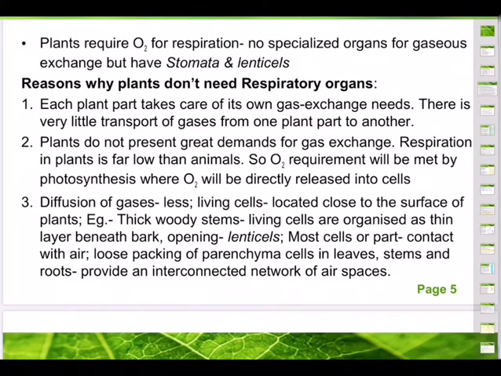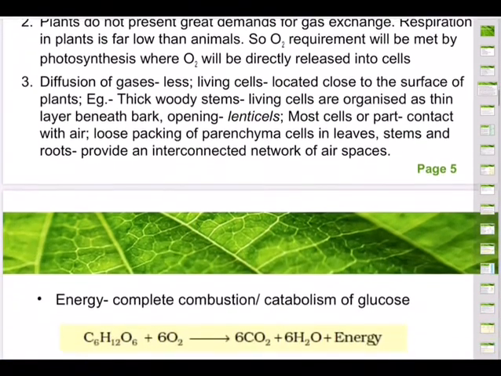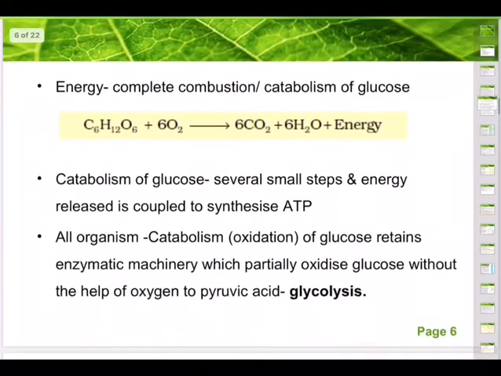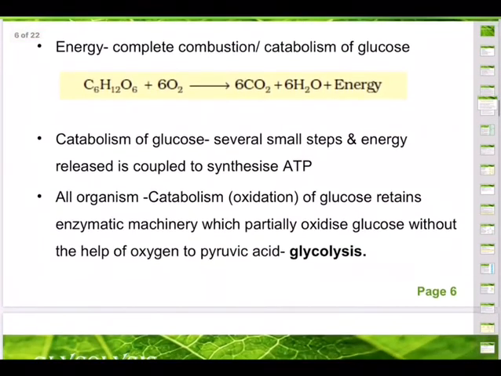Plants do not present great demands for gas exchange. Respiration in plants is far lower than in animals. The oxygen requirement will be met by photosynthesis, where oxygen will be directly released into cells, and it is basically through diffusion of gases. It is less in living cells located closer to the surface of the plants. Example, thick woody stems: living cells are organized as a thin layer beneath the bark, with openings through lenticels.